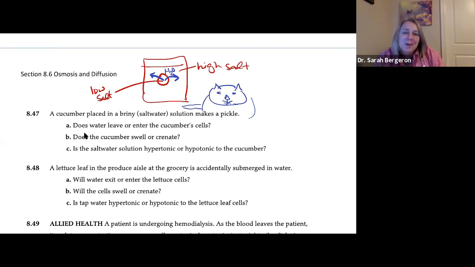All right, so this is, if water is moving out, what comes out of a cat is a purr. So this is hypertonic.